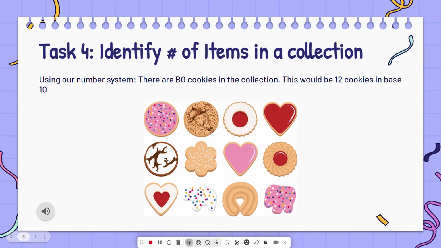And then task 4 was to identify numbers of items in a collection. So using our number system, shown on this slide, there is B0 cookies.